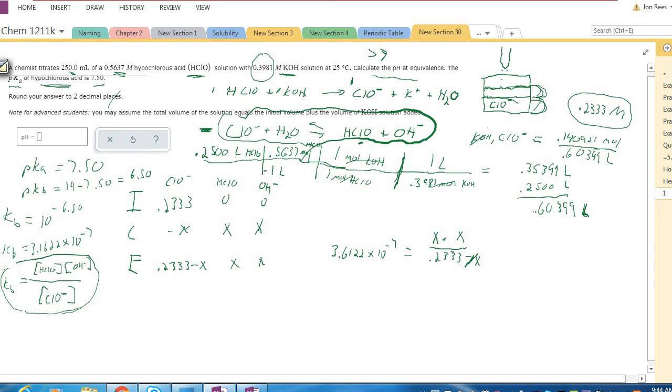Okay, so I can now solve this just algebraically, right? I have x squared divided by 0.233. I'll multiply, I'll take this over, and so when you do the algebra, I'm not going to do it for you, you can get that x equals 2.71639 times 10 to the minus 4th. Okay, so that's, I solved for my x.